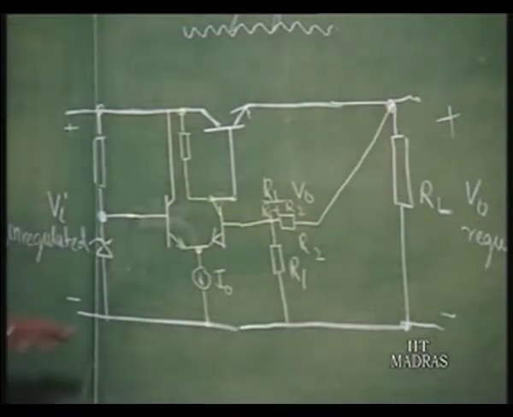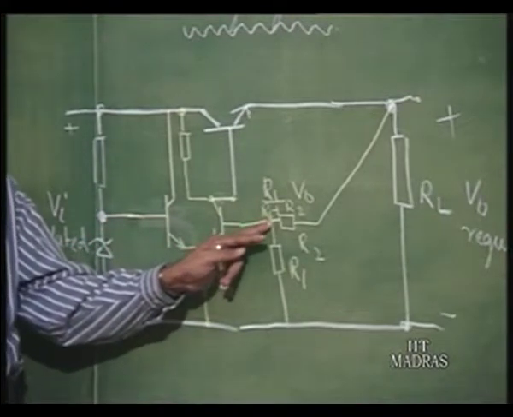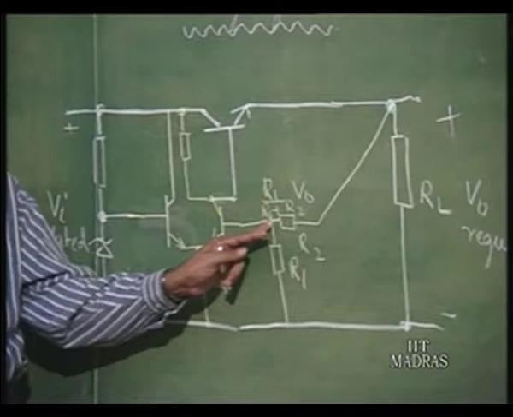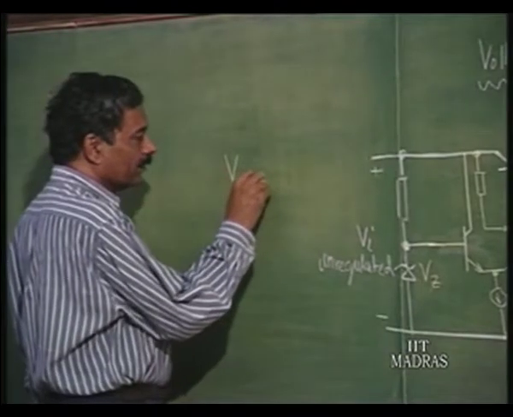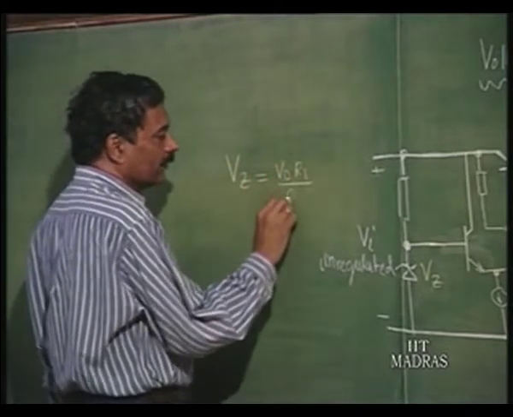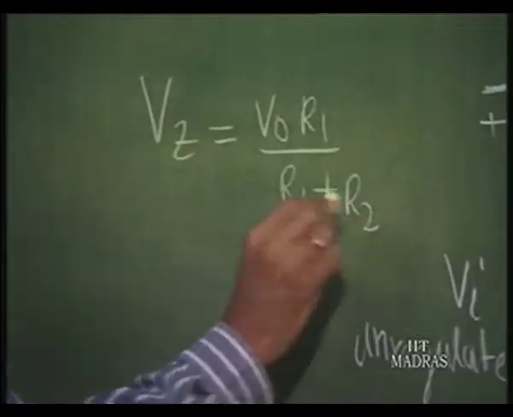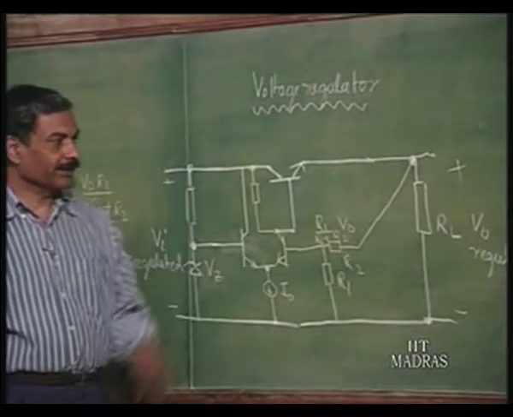So, actually the comparator is comparing the voltage reference with a portion of the output voltage. If, therefore, this is a negative feedback structure, then if this is V z, V z should be very nearly equal to V naught into R 1 by R 1 plus R 2. If the open loop gain of the amplifier is very high, then this voltage should be the same as this voltage.